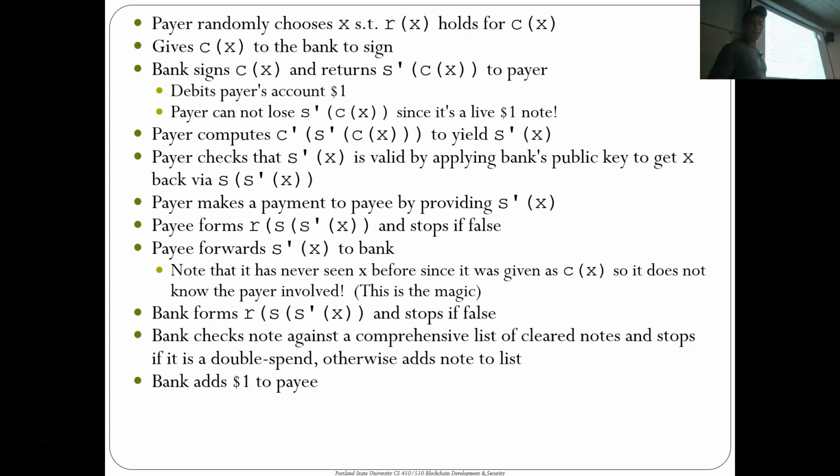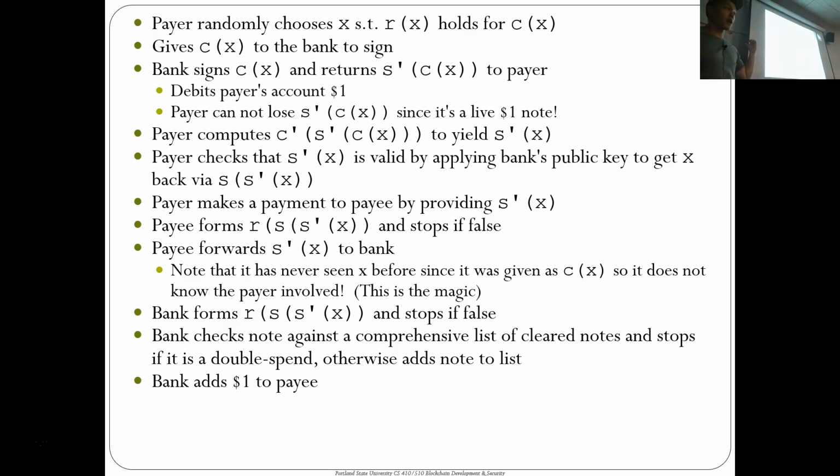Okay, so then that's what happens. The bank makes sure it's a valid note. It checks its own signature, like, oh yeah, I did sign that thing. And then it checks the log of spent notes to make sure it hasn't appeared. If all of those things are true, then it adds that note to the list of spent notes, gives the payee $1 in the payee's bank account, and tells the payee, yep, you got $1.